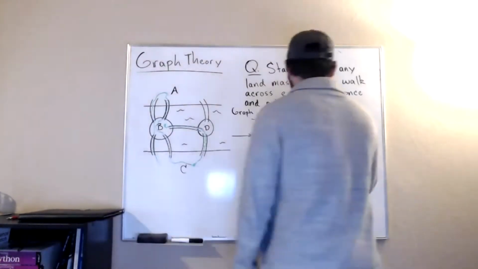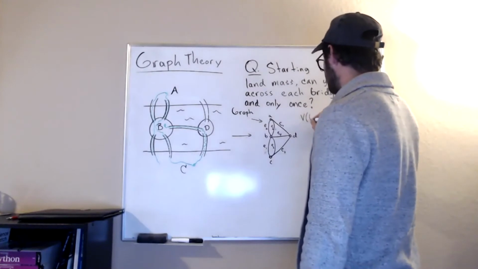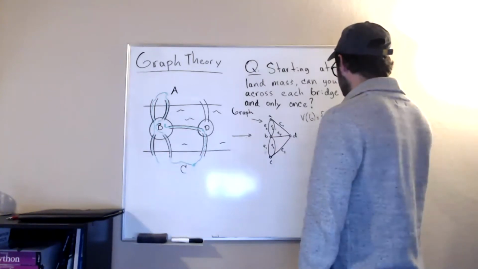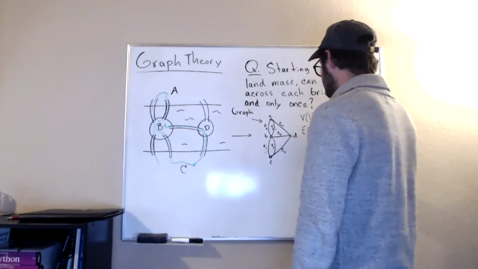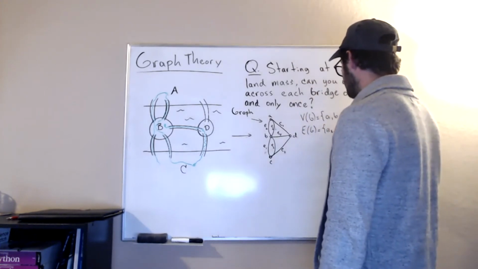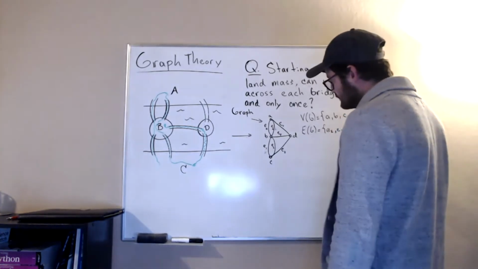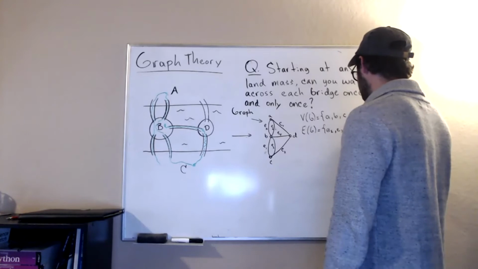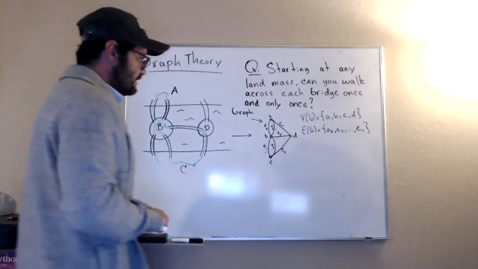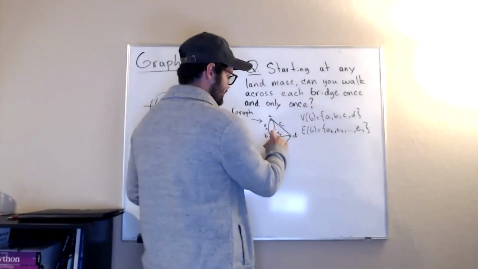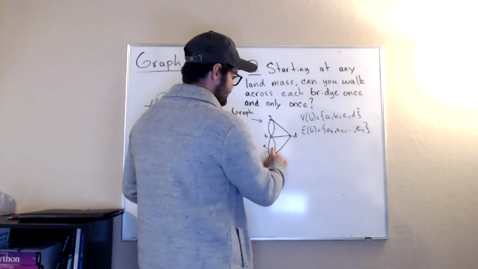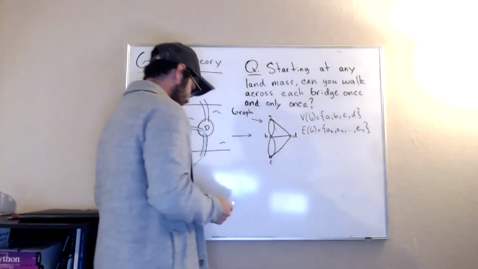So the vertex set for this graph is just A, B, C, and D. And the edge set of G is E1, E2, through E7. There are 7 edges. Now, I think it looks a little bit messy right now, so because I want you to be able to see, I'm going to erase those labels, but just know that those labels are there.